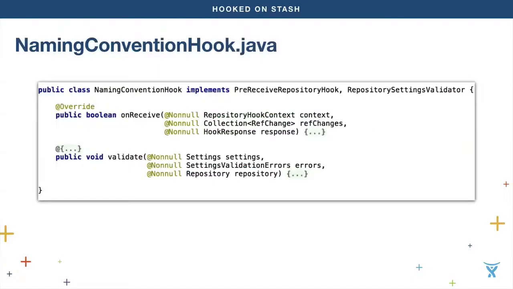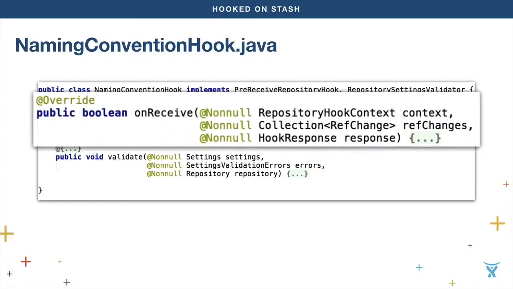So if we jump into our Java class, it looks a little like this. This is the bare bones of it. You'll see that our naming convention hook implements two interfaces, the first of which is the pre-receive repository hook. That interface requires you to implement one method, the onReceive method. It takes in a repository hook context, which gives you access to the settings that have been persisted on your behalf, as well as the repository that's associated with the push.